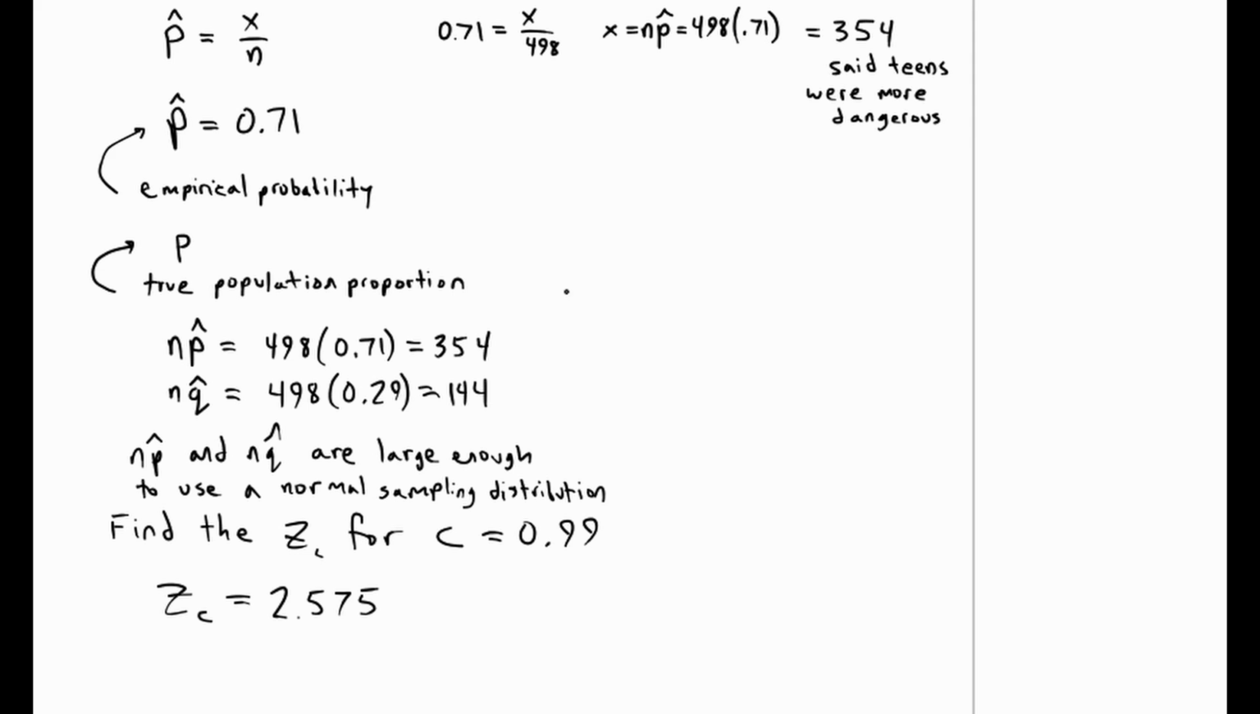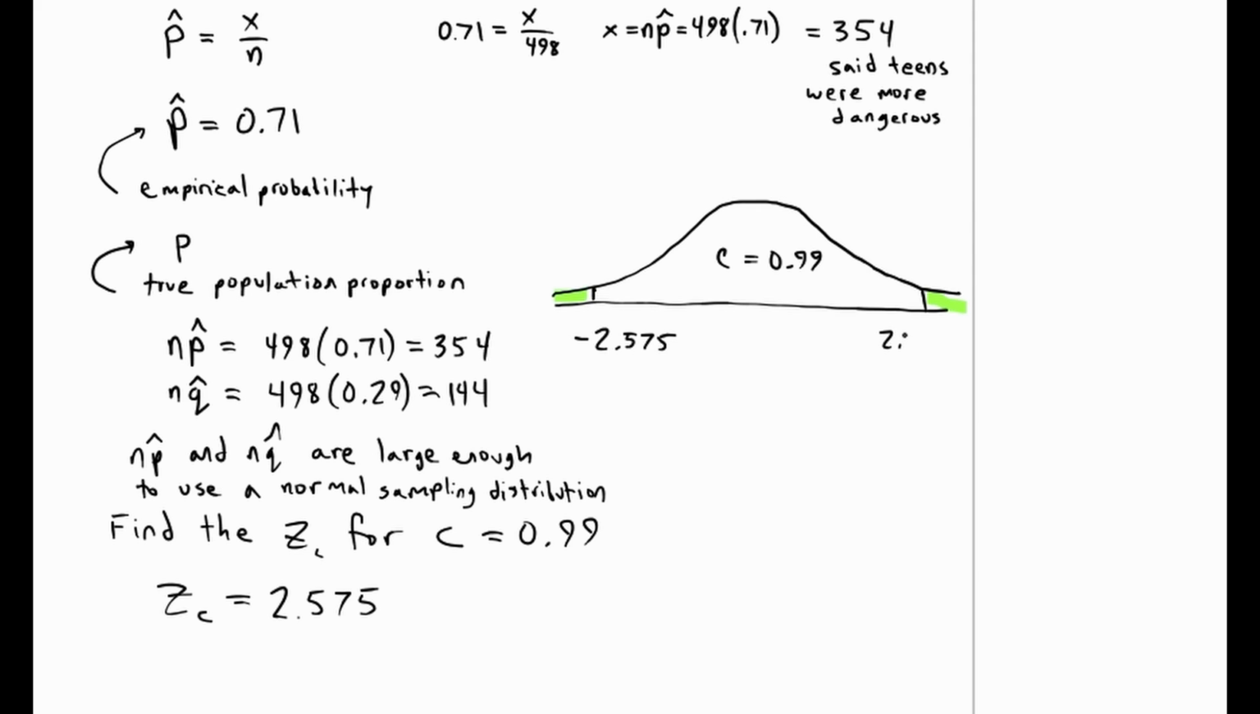Let's draw our picture of our curve. We need 99% of the area in the middle. This is a Z of negative 2.575, and this is a Z of positive 2.575. Now we did that.